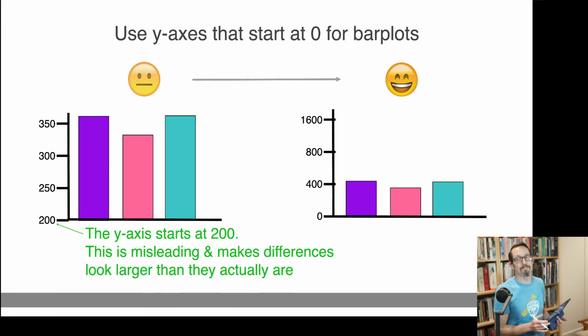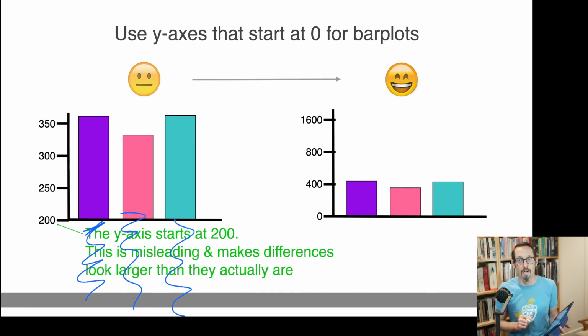A classic is the unrooted y-axis. So the unrooted y-axis is an old problem where if you start something at most of the way up the bar, it can make small differences look big, right? If you think about extending those bars down 200, right? This is a tiny little proportion up here of the overall bar. So this is a trick to make things look more important than they are. And people regularly use this trick to lie to people.